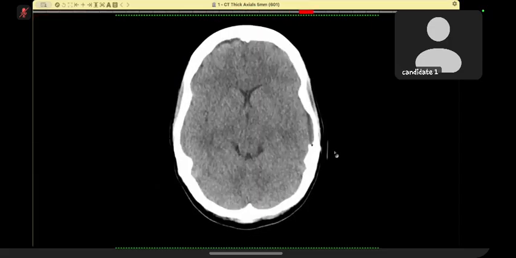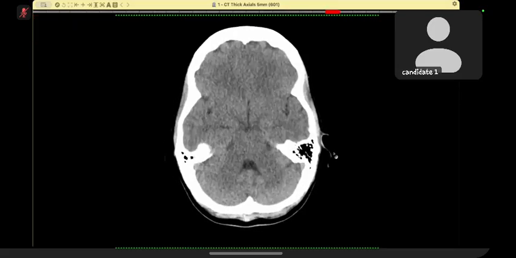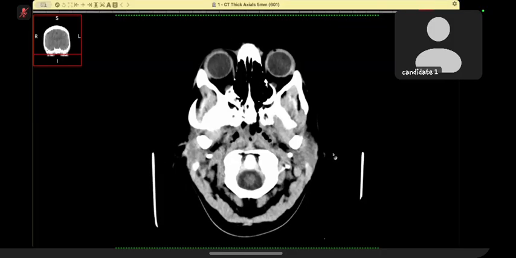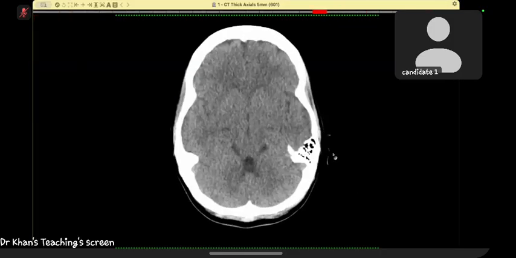There's no area of infarction seen. There is no obvious intraparenchymal hemorrhage. The ventricles appear normal. There is no hydrocephalus seen.